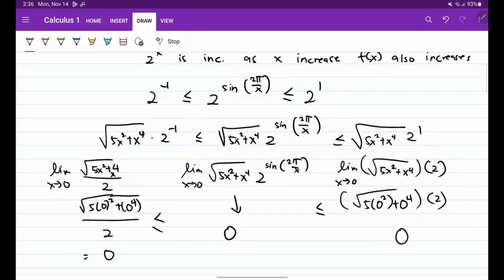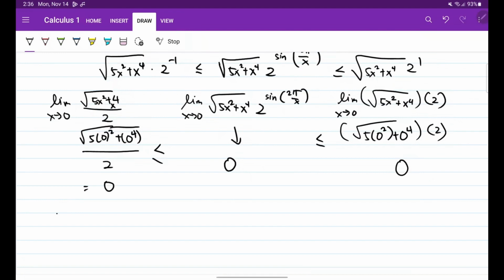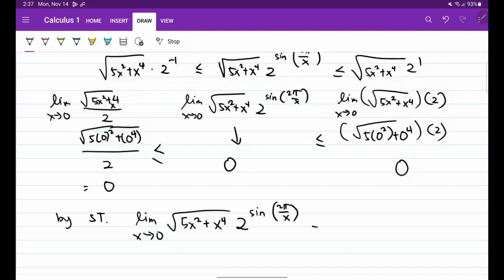Okay, so by squeeze theorem, limit as x approaches 0 ng square root ng 5x squared plus x to the 4th times 2 raised to sine 2 pi all over x is equal to 0. Kasi, yung left side nag-equal to 0 and yung right side nag-equal din sa 0. Meaning, yung gitna, kung napapagitnaan siya nitong dalawang function na to, then it is also equal to 0. Kasi, walang ibang value na pwedeng maging yung limit na yun.